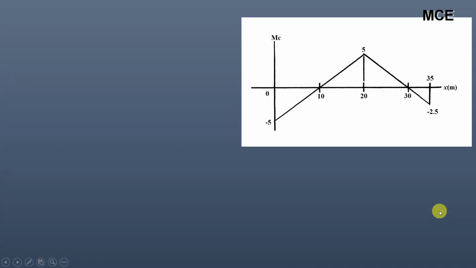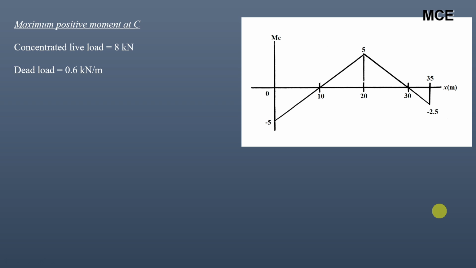Again, to find the value of maximum positive moment at C, concentrated live load is 8 kilonewton, dead load is 0.6 kilonewton per meter and live load is 2 kilonewton per meter. So concentrated live load this time will be placed at 20 meter because the maximum positive ordinate is 5. Live load, this will be placed from 10 to 30, and dead load, this will be placed throughout the length of the beam.